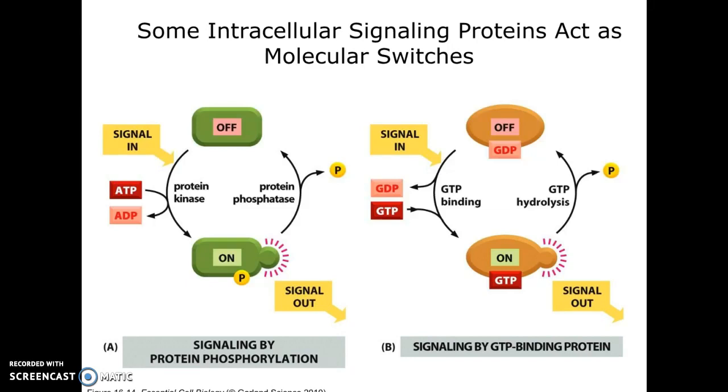Now, I don't want you to think that phosphorylation always turns an enzyme on. Phosphorylation can also turn an enzyme off. This is just an example of turning an enzyme on by phosphorylating it.